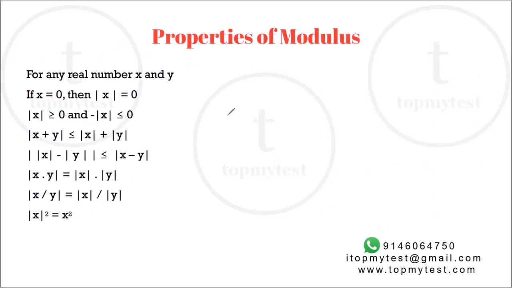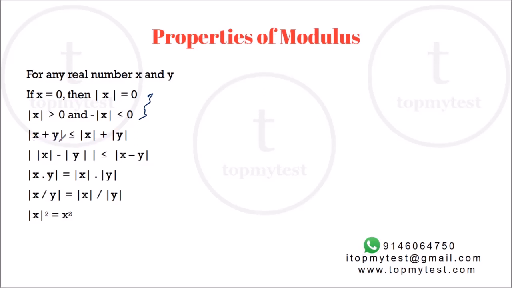Based on this, we have a few properties of modulus. These are very handy in solving questions. These are some algebraic properties. If you add two numbers, the combined modulus will always be lesser than or equal to the sum of the moduluses of the two numbers individually. Now, when will it be equal? They will be equal when both the numbers are of the same sign.